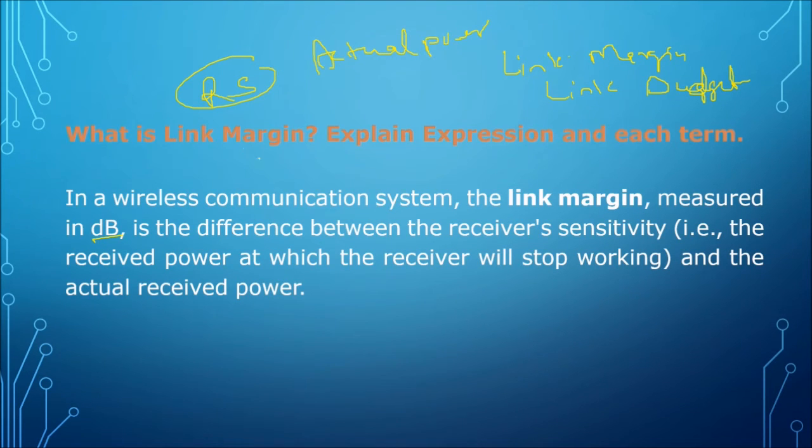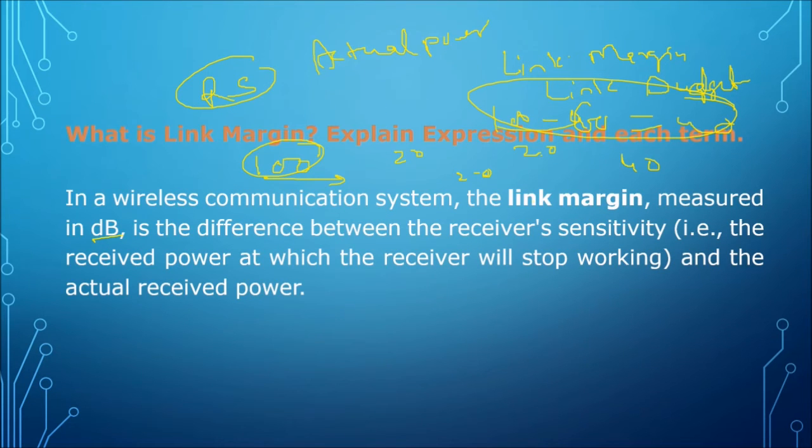Say you have 100 rupees or $100 in your pocket. You spend some money here, some money there, and some money here also. So how much is remaining? Remaining is 20, 20, 20, that is 60. 100 minus 60 is 40. So the computation of 100 minus 60, which gives 40, is the link margin or link budget.